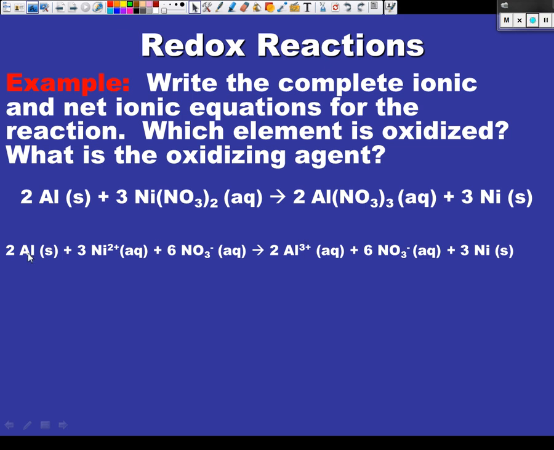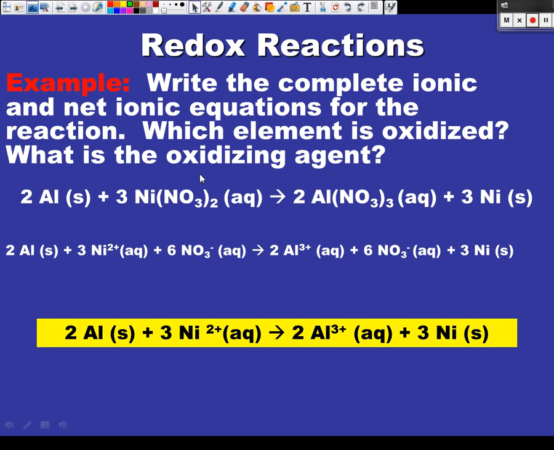Okay, so then we're going to cancel out the things that stayed the same. Did aluminum change or stay the same? Changed, leave it alone. Nickel, change or stay the same? Change, leave it alone. Nitrate, change or stay the same? Stay the same, so what do we do? Cancel it.